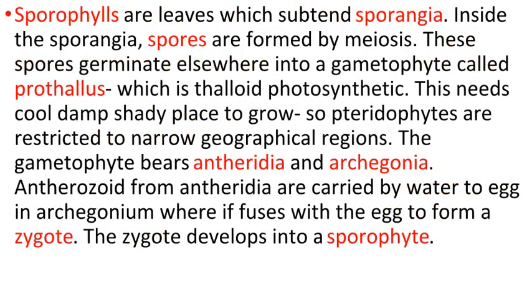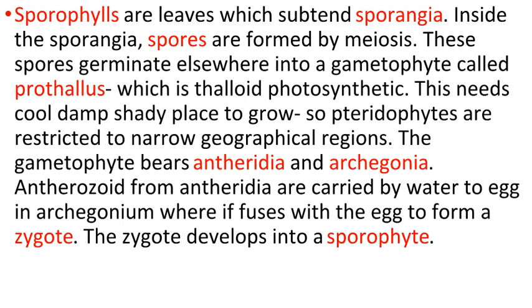Sporophylls are leaves which subtend sporangia. Inside the sporangia, spores are formed by meiosis. These spores germinate elsewhere into a gametophyte called prothallus, which is thalloid and photosynthetic. This needs a cool, damp, shady place to grow, so pteridophytes are restricted to narrow geographical regions. The gametophyte bears antheridia and archegonia.